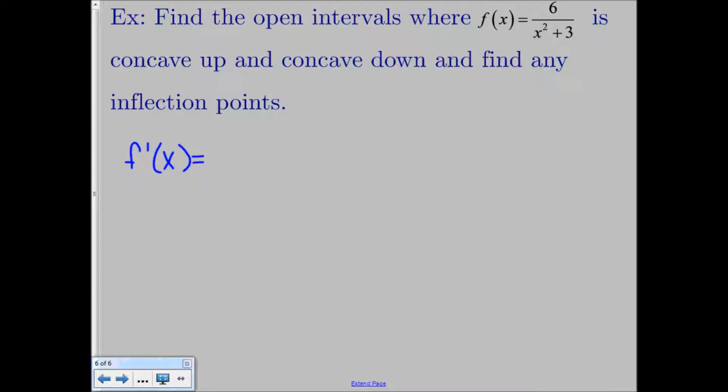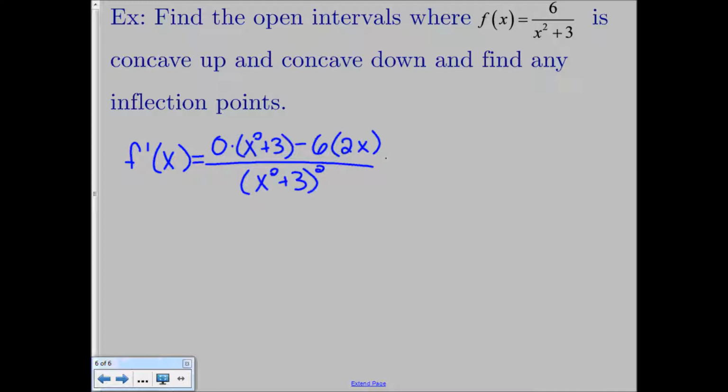So our quotient rule is always the derivative of the top. So the derivative of 6 is 0 times the bottom, so times x squared plus 3, minus the top, so 6 times the derivative of the bottom, which is just 2x, all over the bottom squared, which is going to give us x squared plus 3 squared.